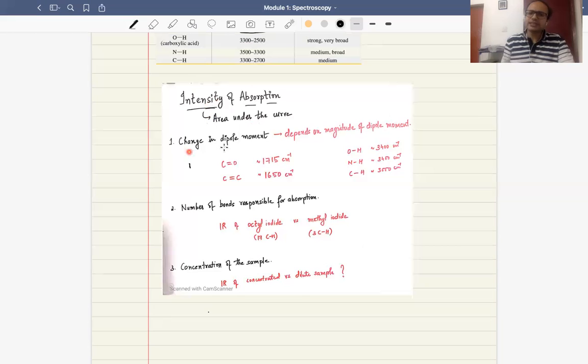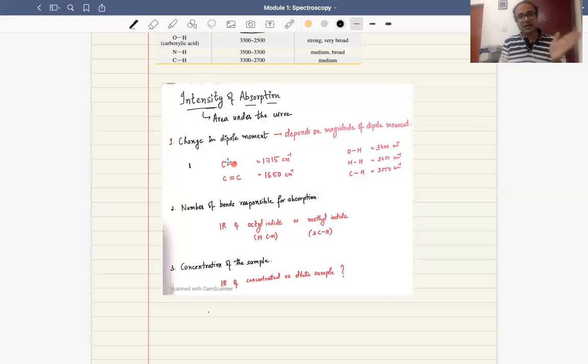Now, the change in dipole moment. Let us continue with the example that we took into consideration. If we compare C=O and C=C, and I ask you, in general, as organic chemistry students, which of these has a higher dipole moment, you will quickly say that it is C=O. So when you have a higher dipole, like in the case of C=O, it will give a more intense peak because the change in dipole moment is pretty significant.